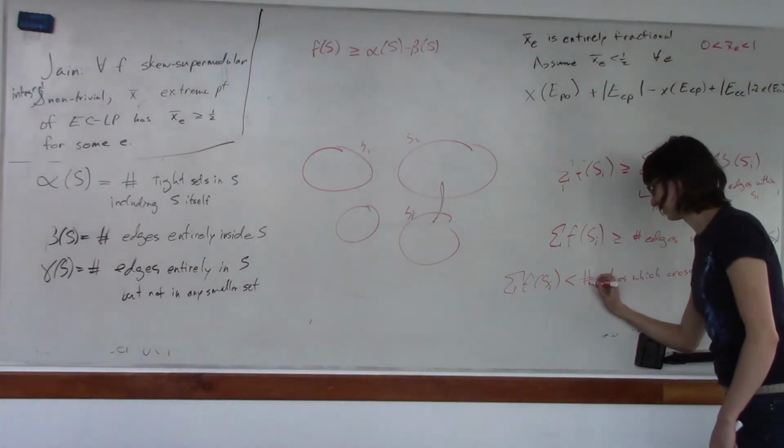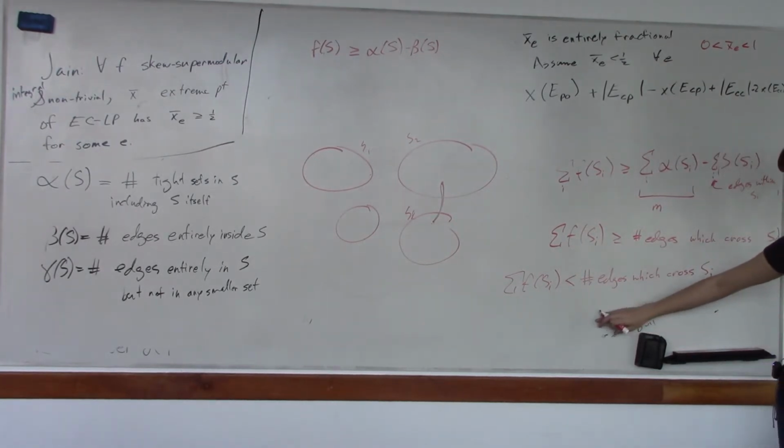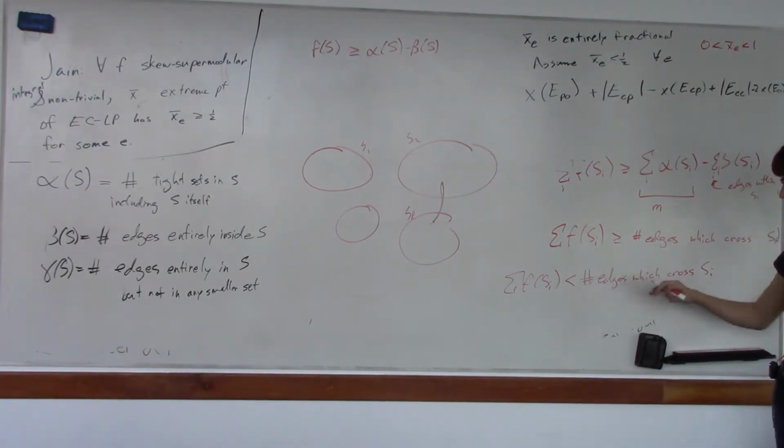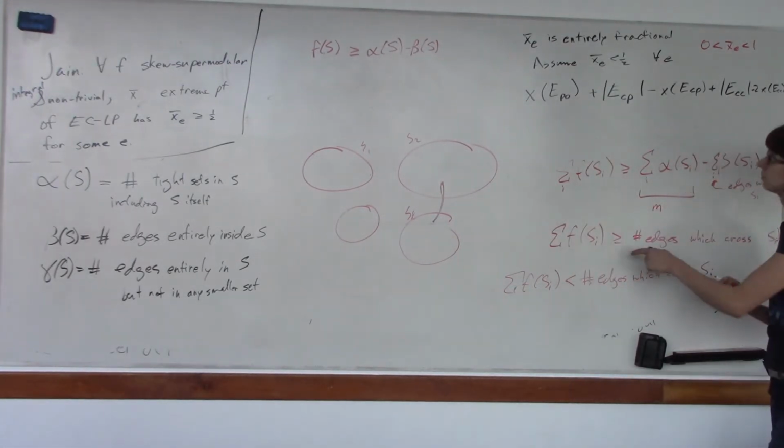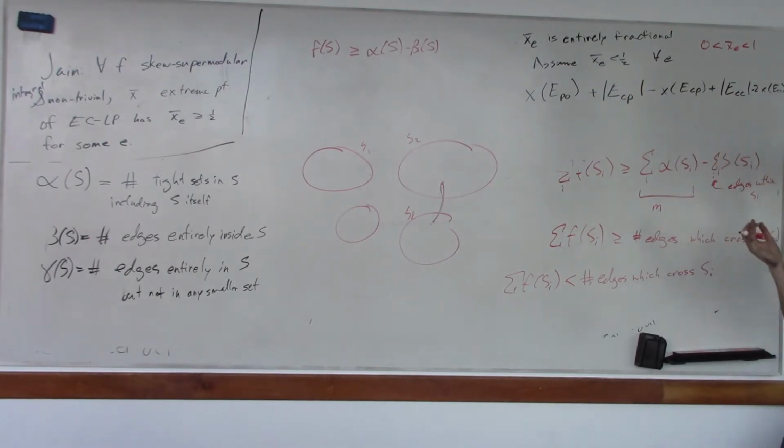Okay, so we get our contradiction because our number of edges which cross Si is too small, because all the edges have to have weight less than half, and the number of edges which cross the Si has to be relatively small. And so you don't have enough weight there to satisfy all the Si.